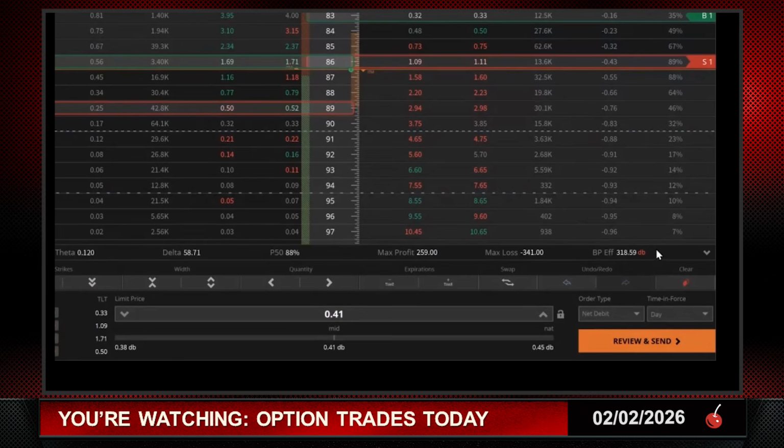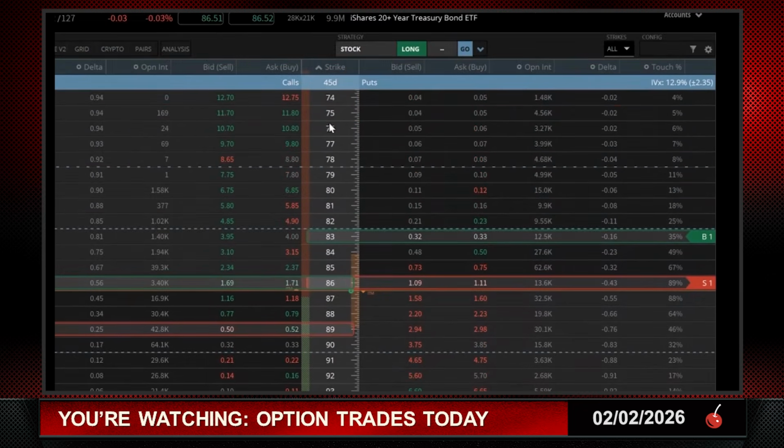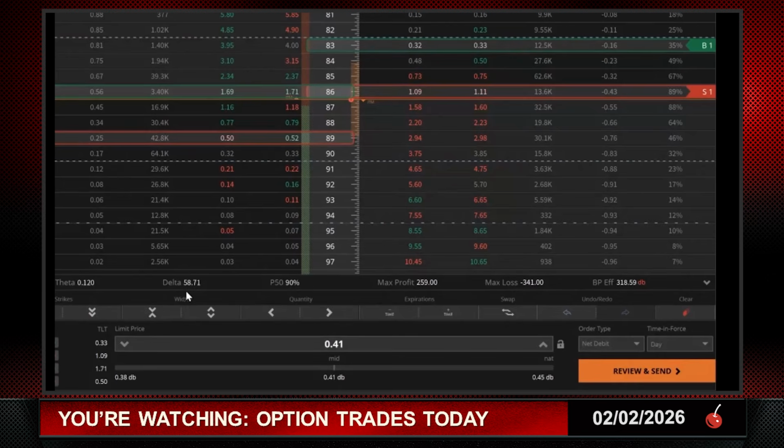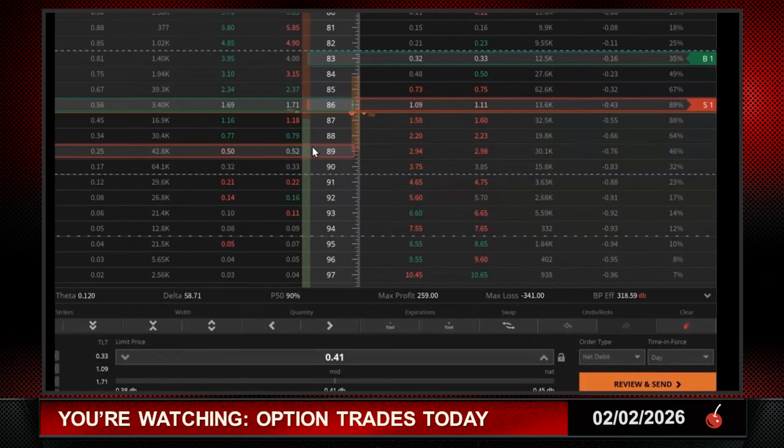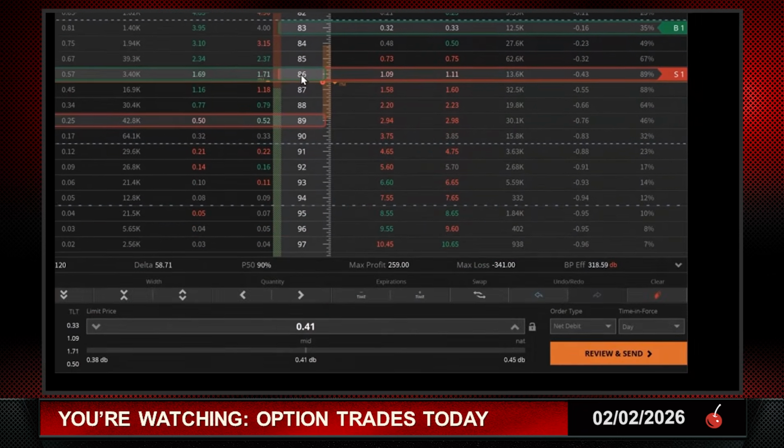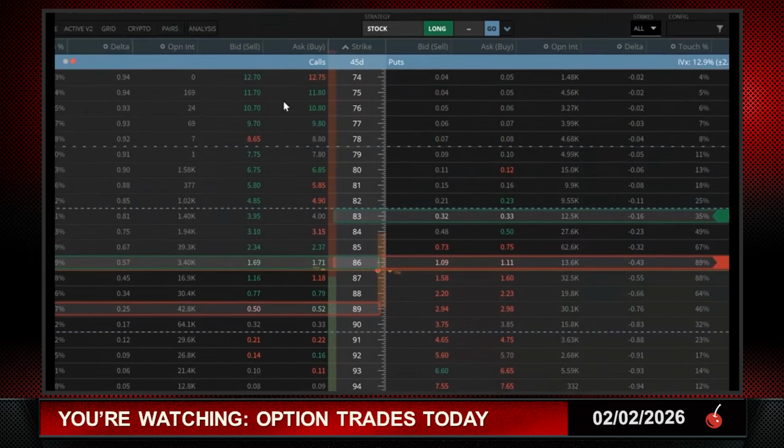I'm only using $300 worth of buying power. I'm doing this over a 45-day time frame. It's less than $10 a day in real risk. And it has a little over 50-ish deltas. So if the stock goes higher, I'm going to make money one-to-one over what strike? 86.41. Where is it right now?